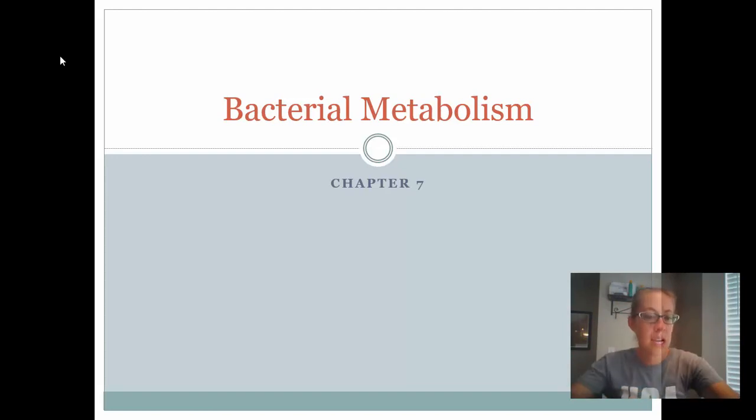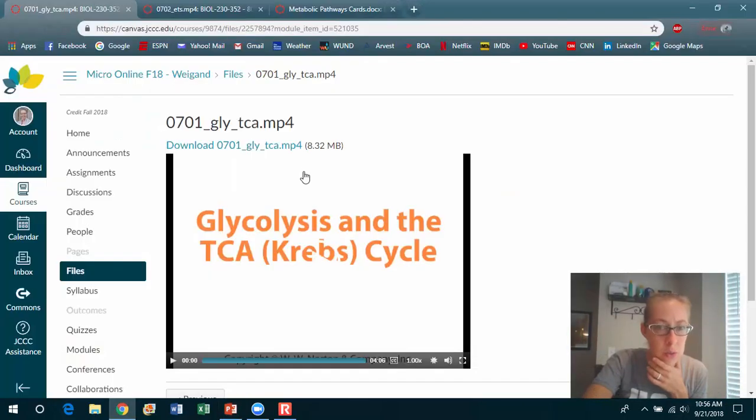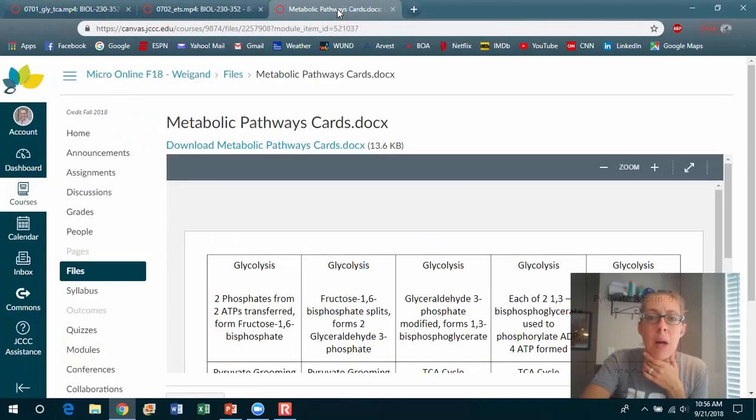Before we get going today, I would like to turn your attention to some metabolic pathway cards that I have posted on Canvas for you to study from. This is just a Word document. It's meant for you to print these off, cut the cards out, and then shuffle them up so that you can order these steps of molecules that will be formed during the different pathways that we're going to talk about.